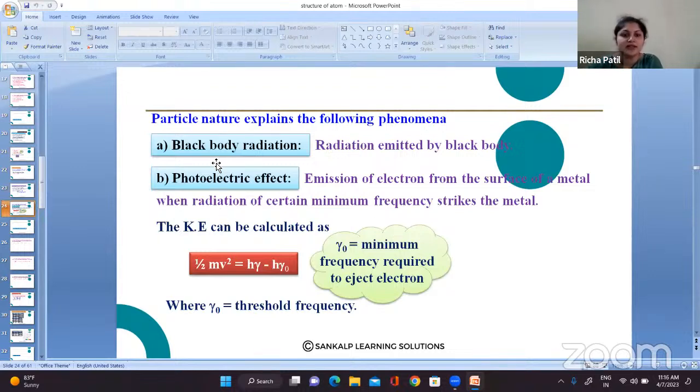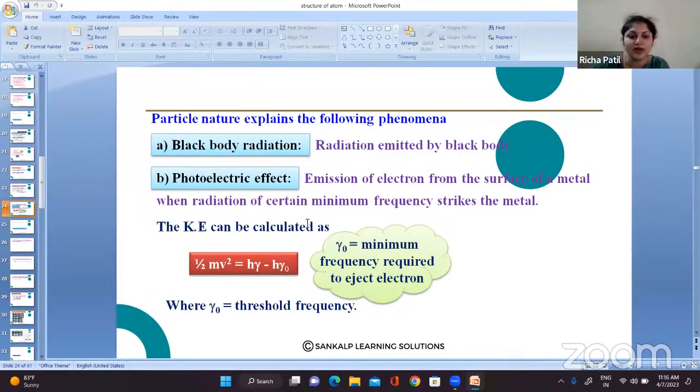Then we discussed black body radiation. The radiation emitted by a black body is nothing but black body radiation. And what is the photoelectric effect? Whenever you strike a beam of light on a metal surface, with no time gap there will be emission of electrons. This is nothing but the photoelectric effect.